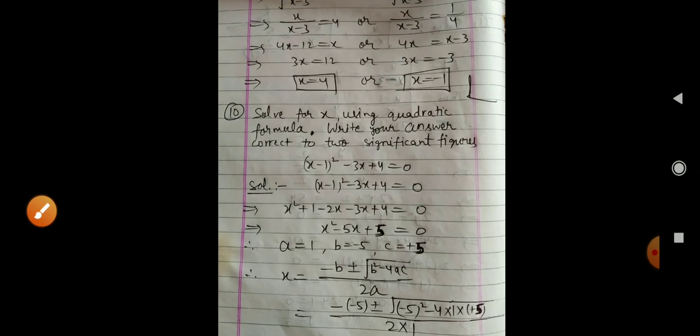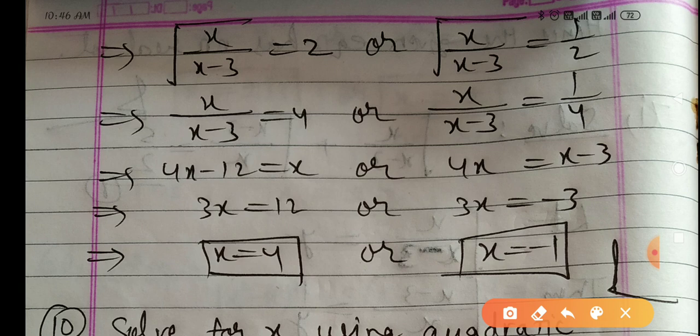Now we have to find the value of x. So in place of y you put the value, whatever was the value of y: √(x/(x−3)) = 2, and √(x/(x−3)) = 1/2. Squaring both the sides.